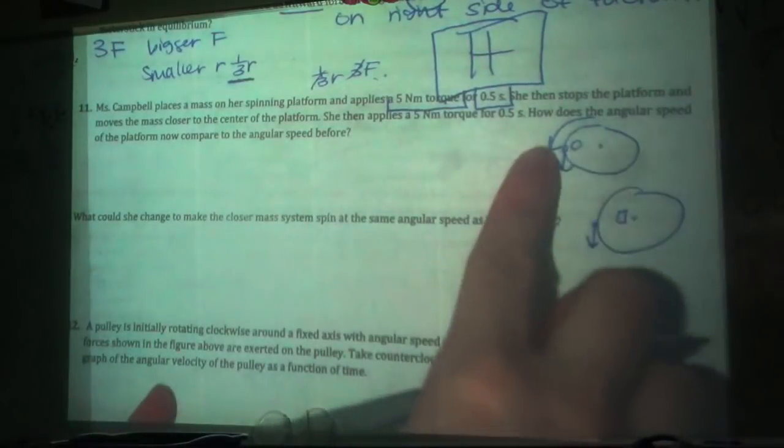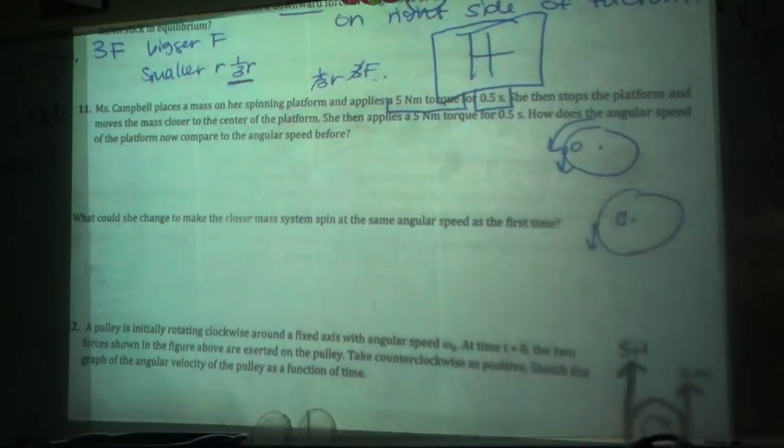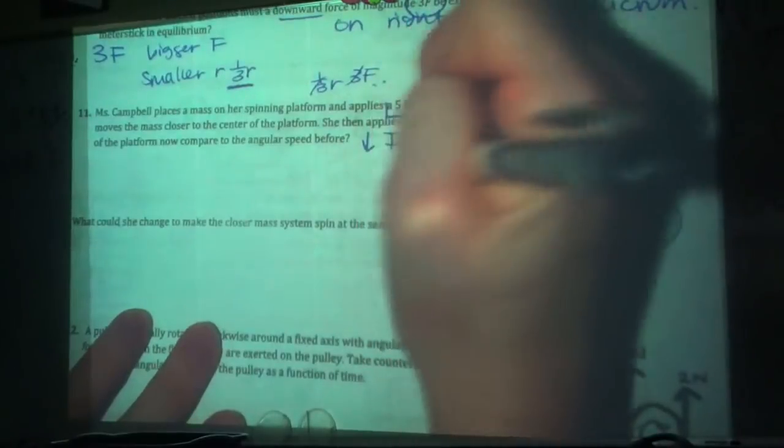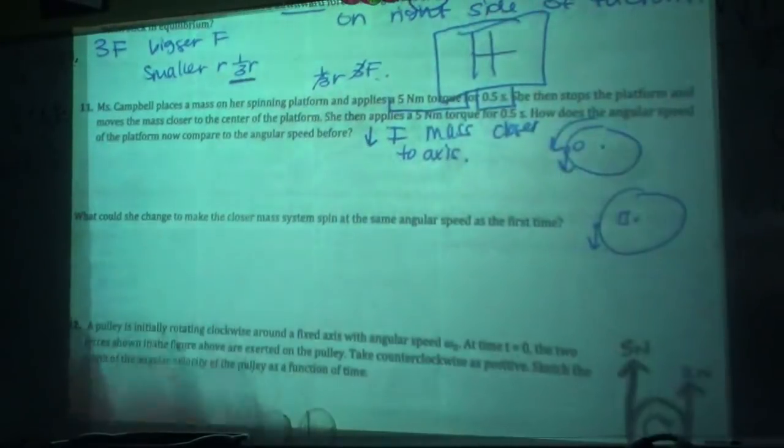Well, what we've changed is we've decreased the moment of inertia. So you've decreased I because the mass is closer to the axis. Now we want to know, okay, yes, we have decreased I.